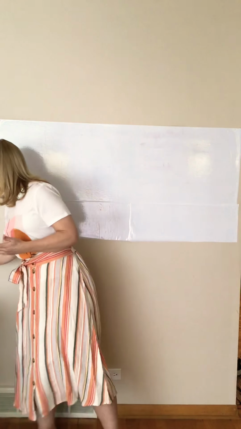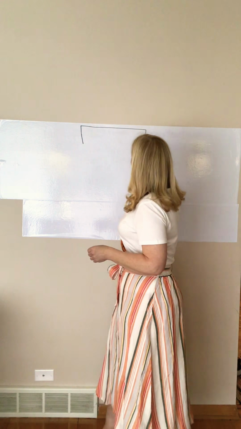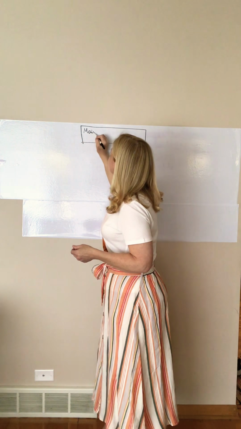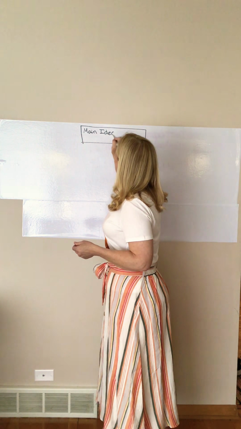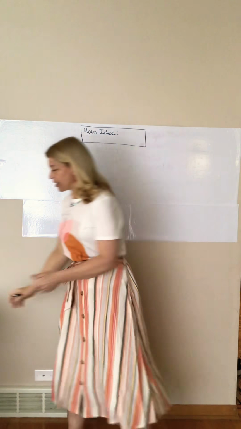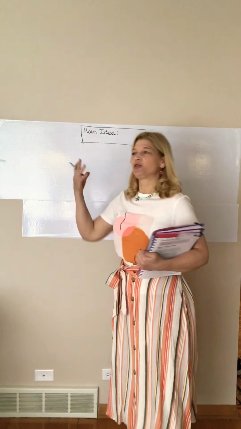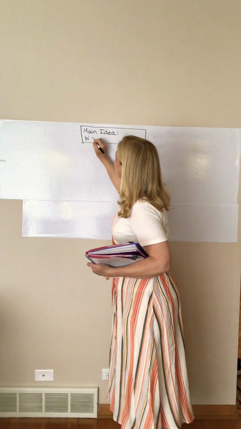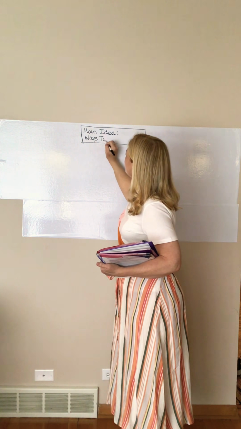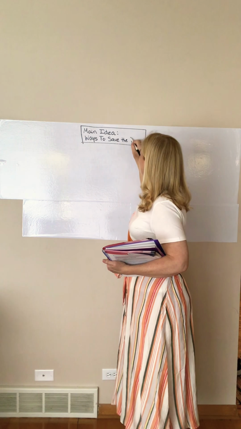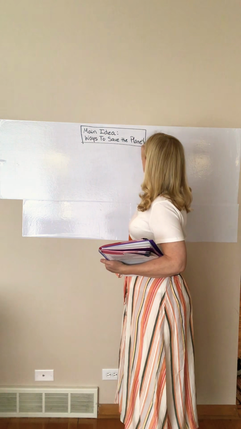Okay, main idea. I'm going to do kind of like a little mini graphic organizer. And I'm going to say main idea. What does the author actually want us to do? Okay. They want us to save the planet. So they wrote the book, so it's ways to save the planet.